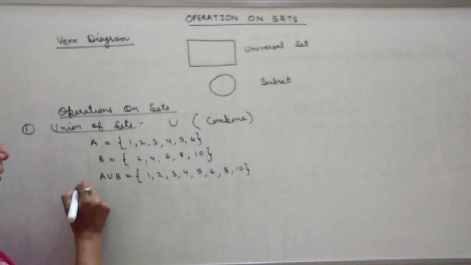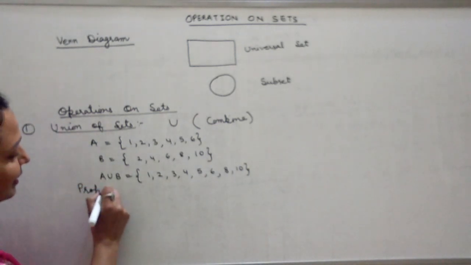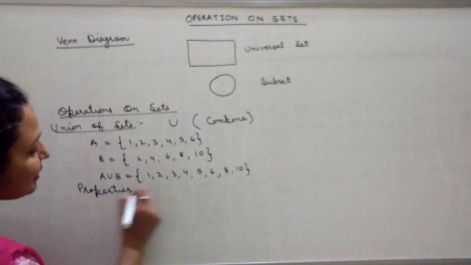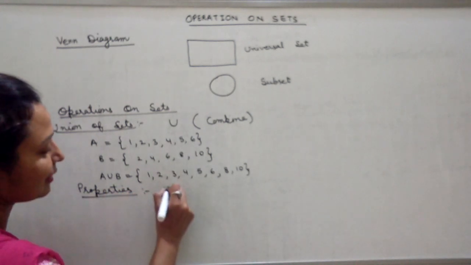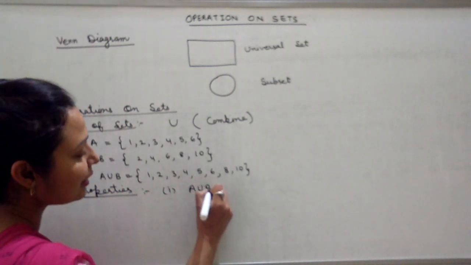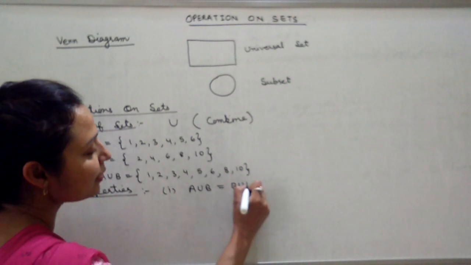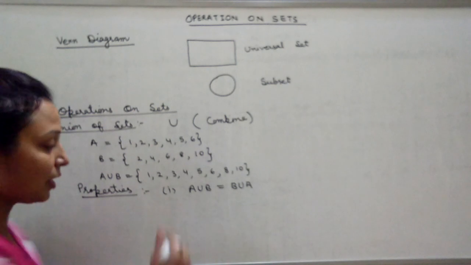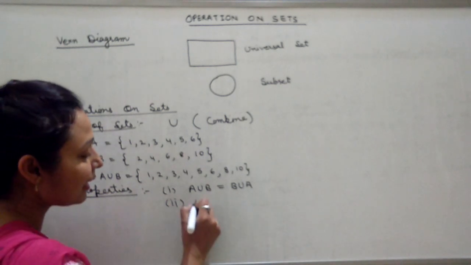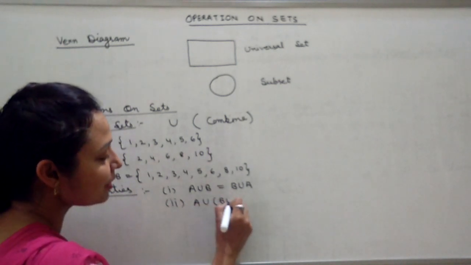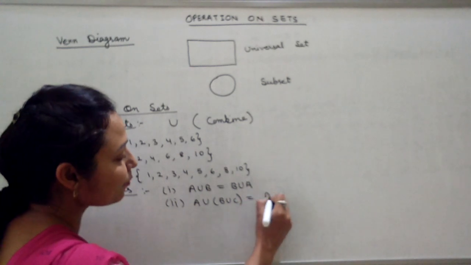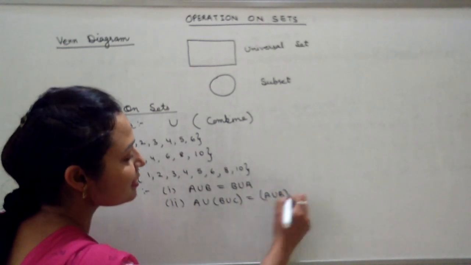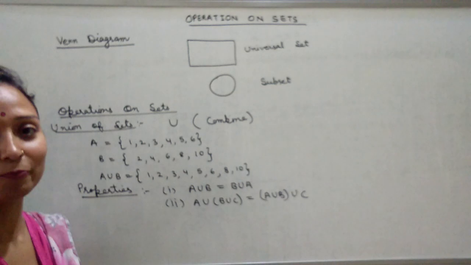Okay, now come to the properties. What are the properties? First, A union B is always equal to B union A. This is the commutative law. Now the second one: A union B union C is always equal to A union B union C, grouped either way. This is the associative law.